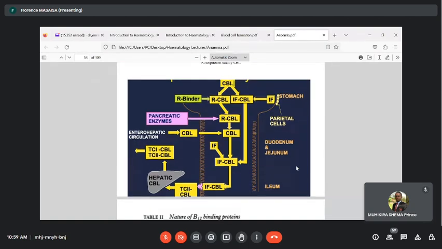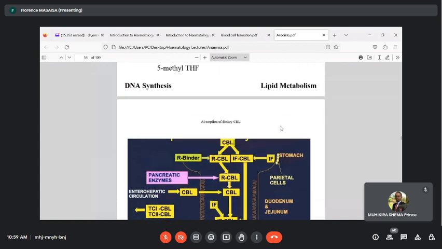So again, any issues interfering with the absorption of vitamin B12, whether from the pancreas, the stomach, or the intestinal area, will affect especially the intrinsic factor, which is mostly involved in the absorption of vitamin B12.